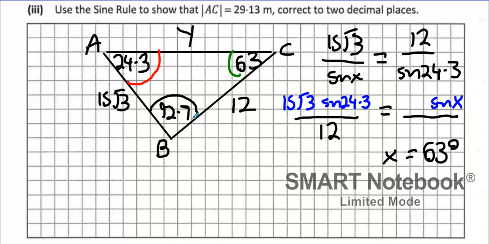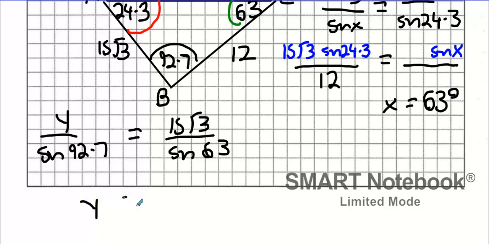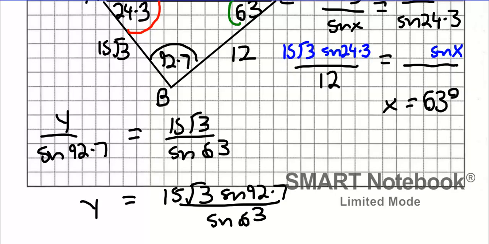92.7. And now what we're going to do here is we're going to do the sine rule one more time. So what we're going to get is y divided by sine 92.7 equals 15 root 3 over sine 63. Going to cross multiply. 15 root 3 sine 92.7 all divided by sine 63. Hoping that comes out.